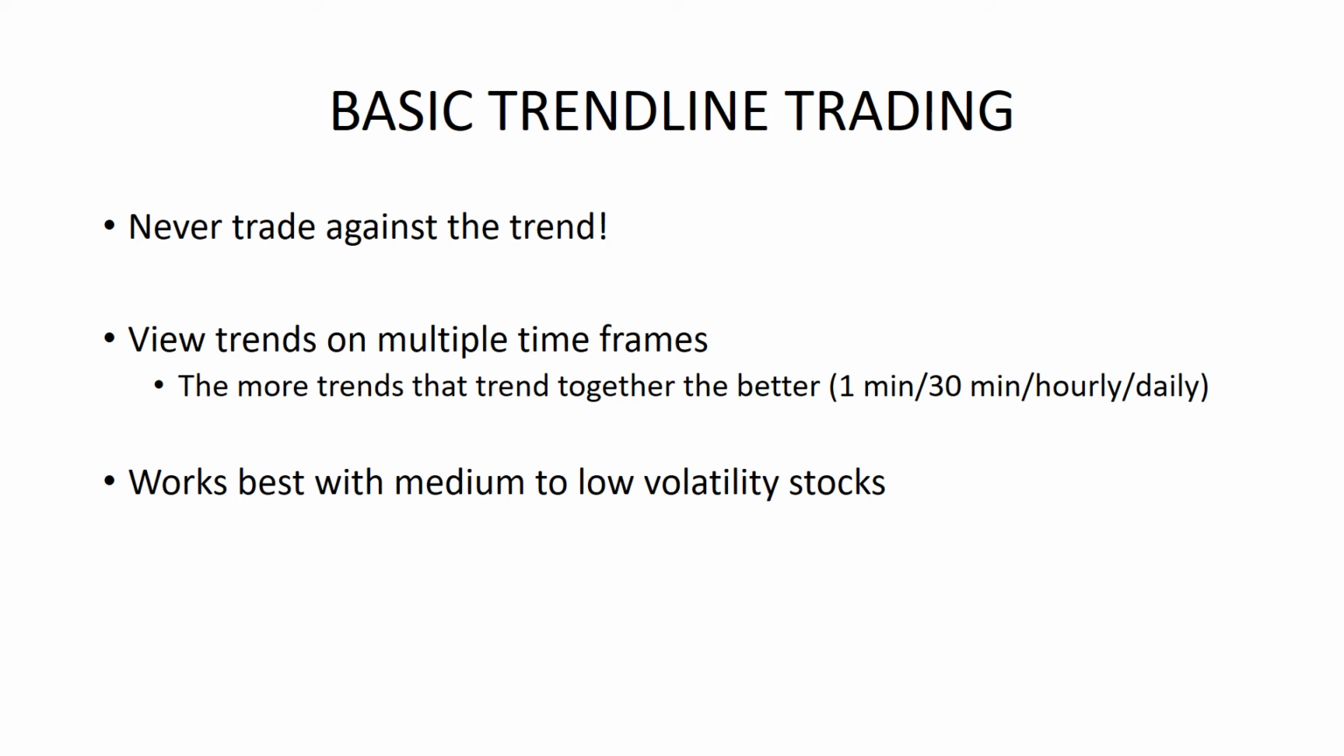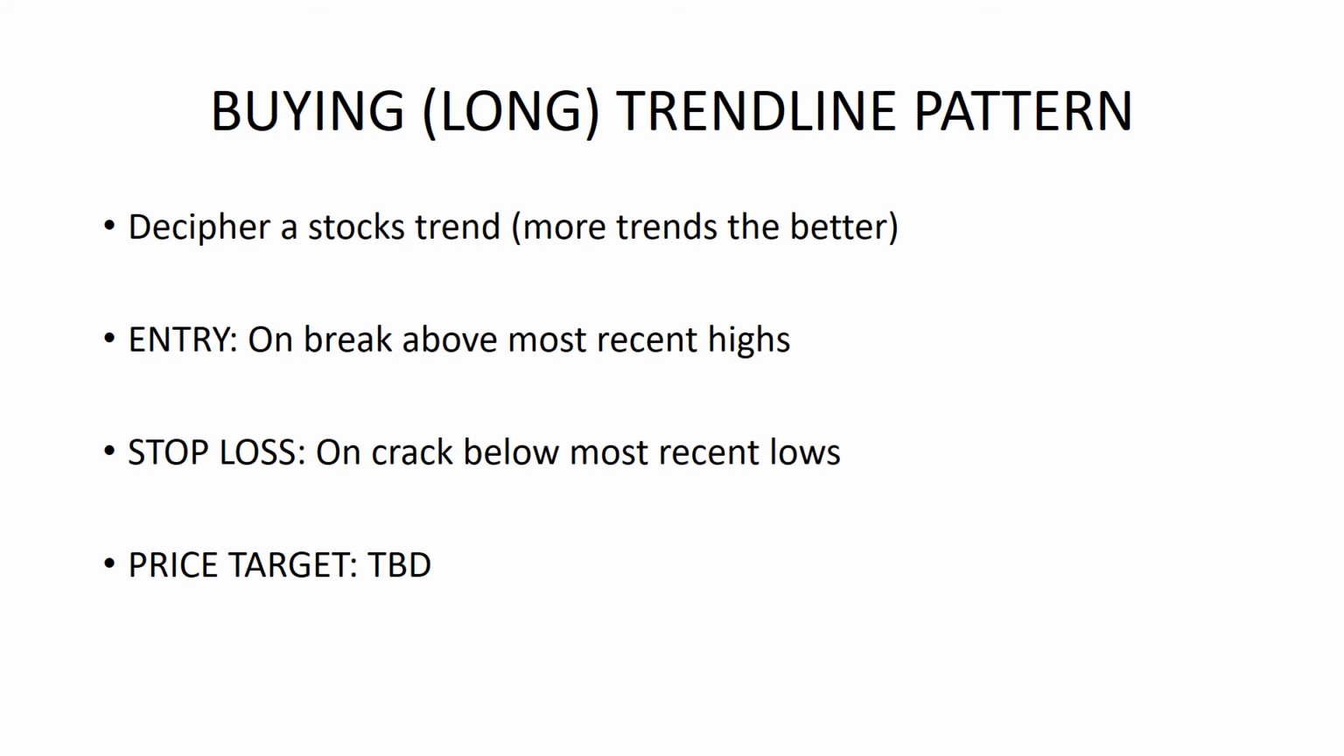Now, this trend line trading pattern will work a little bit better with medium to lower volatility stocks, mainly because low float stocks will tend to be highly influenced and sometimes manipulated by traders, and that can throw off a lot of the trend lines. But there definitely is a place for trading low float stocks and small cap stocks with this trend line trading pattern as well. So don't count it out. It can be used in many different situations.